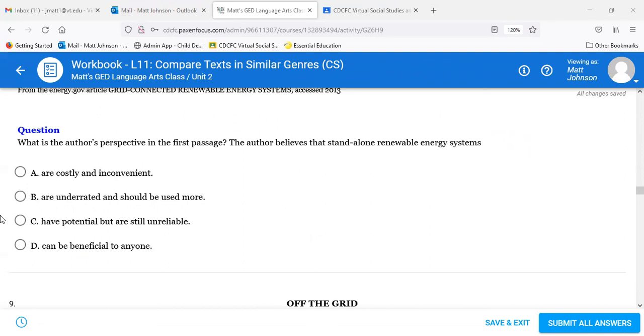Okay, number 8. What is the author's perspective in the first passage? The author believes that standalone renewable energy systems, A, are costly and inconvenient, B, are underrated and should be used more, C, have potential but are still unreliable, or D, can be beneficial to anyone.